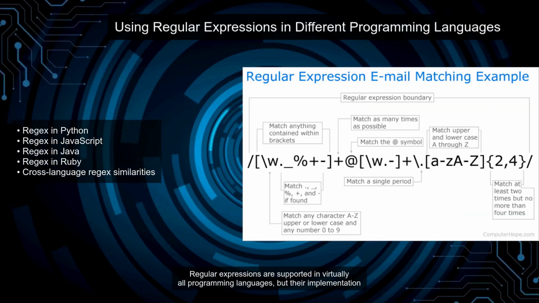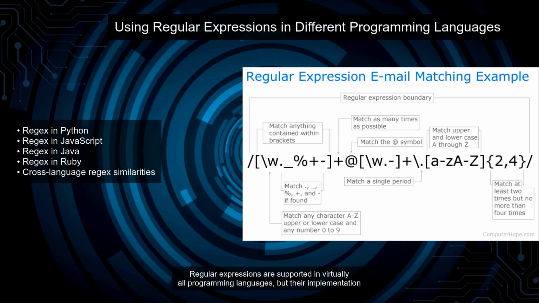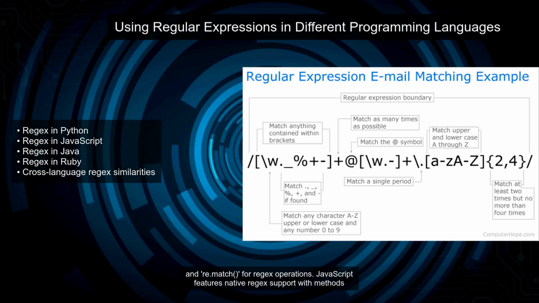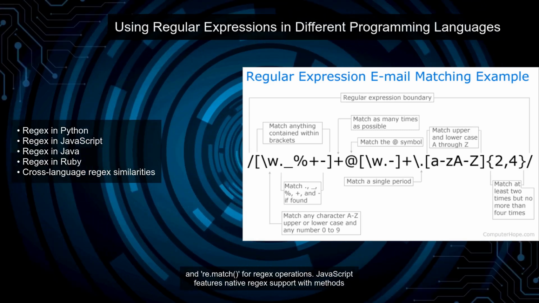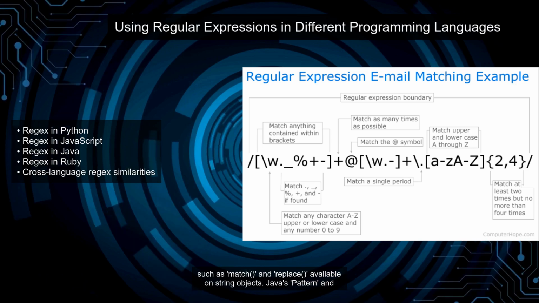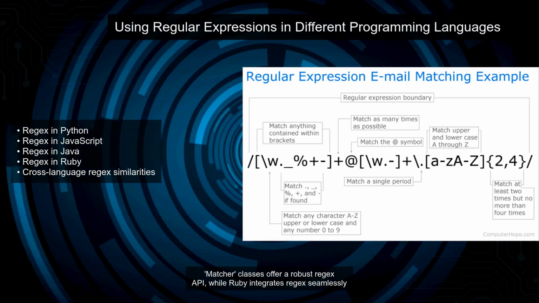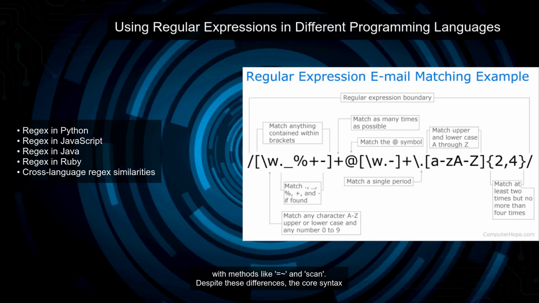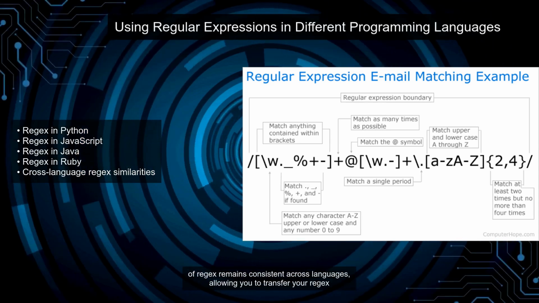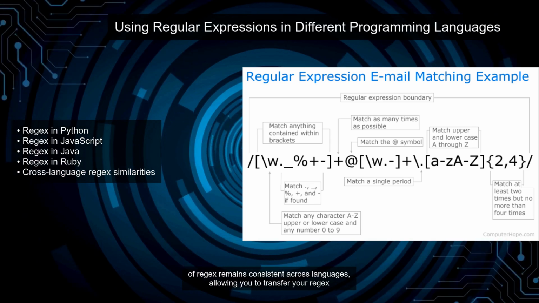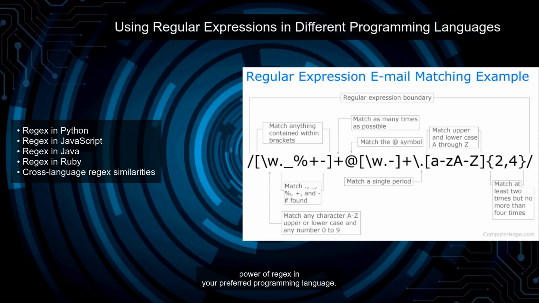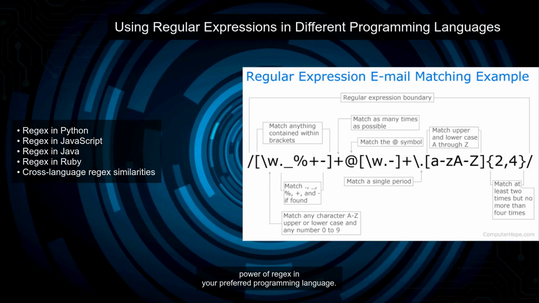Regular expressions are supported in virtually all programming languages, but their implementation can vary slightly. In Python, the re module provides functions like re.search and re.match for regex operations. JavaScript features native regex support with methods such as match and replace available on string objects. Java's Pattern and Matcher classes offer a robust regex API, while Ruby integrates regex seamlessly with methods like equals-tilde and scan. Despite these differences, the core syntax of regex remains consistent across languages, allowing you to transfer your regex skills across different programming environments. Understanding these implementations helps you leverage the power of regex in your preferred programming language.